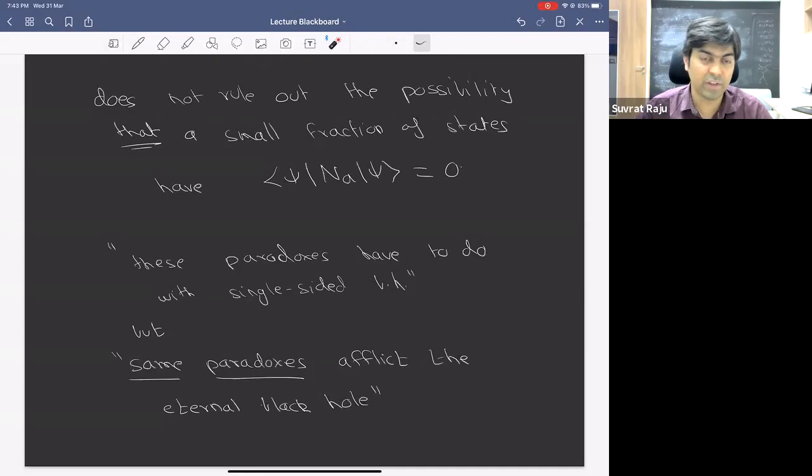But the point is, if one thinks carefully enough about the eternal black hole, one will find that the same paradoxes that I've shown you right now for the large single-sided black hole also appear there. And so these are not paradoxes that can be brushed under the rug by saying, we don't care about single-sided black holes and let's just work in things we understand. Even this system, which we think we understand very well, has these paradoxes.